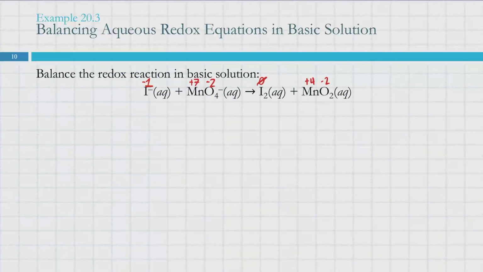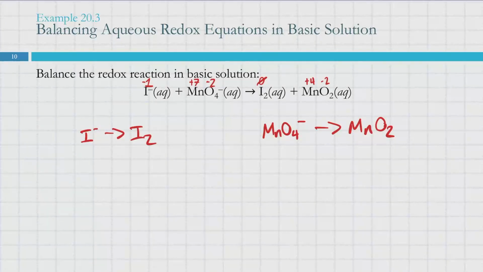Now we need to split it into half reactions. So separate all of our iodide stuff, iodine stuff, that'll be one part. All of our manganese stuff, that'll be another part. I minus to I2, permanganate to MnO2.